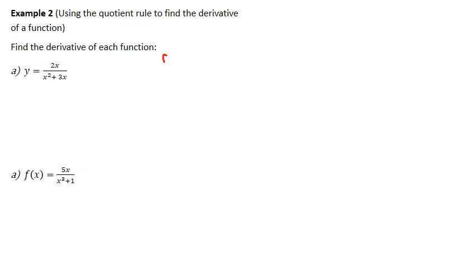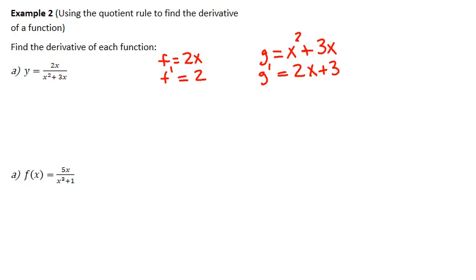But in the first one, my numerator is 2x. Its derivative is 2. My denominator is x squared plus 3x. Its derivative, bring the power down, subtract, bring the power down, subtract, is 2x minus 3.